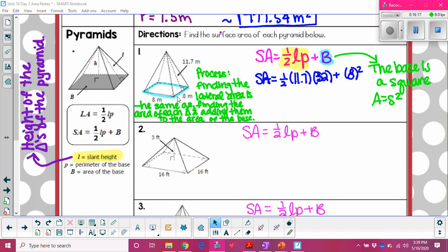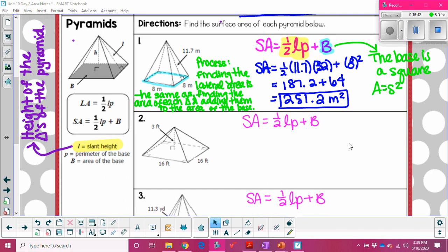Okay, so putting this in the calculator, this first part, you should get 187.2 plus 64, which you probably did not write down. You probably just put it all in your calculator. This gives you 251.2 square meters. Okay, pause the video and you guys work number 2 and then check back for the right answer.